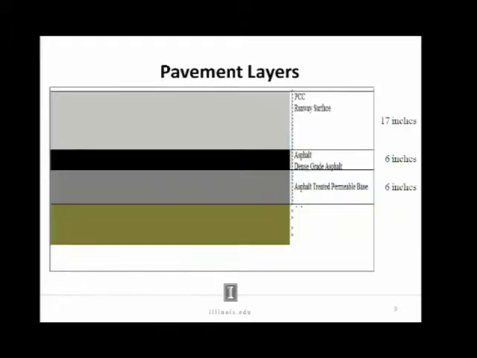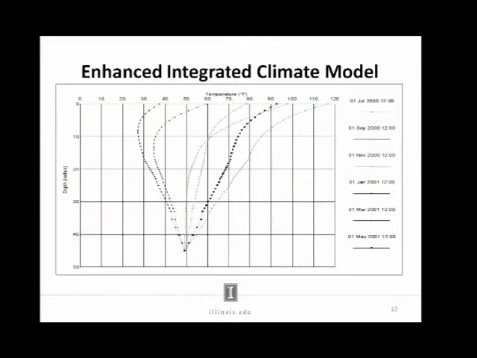Okay, so I'm going to go through some of the climate analysis that we did. This is a look at one of the runways that we were analyzing. You have 17 inches of PCC, and then you have a dense graded asphalt, and underneath that we have the ATPB layer, which was the layer that we were concerned with. We were looking at the temperatures that would occur at this location, about 23 inches underneath the pavement.